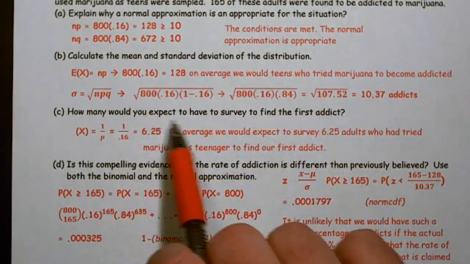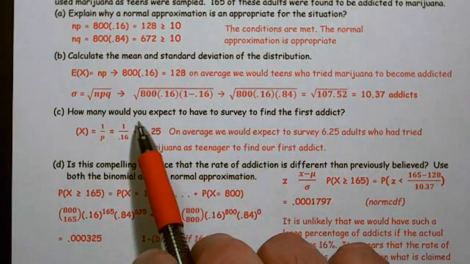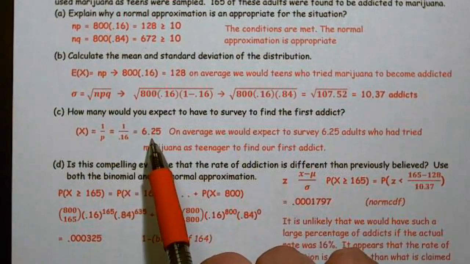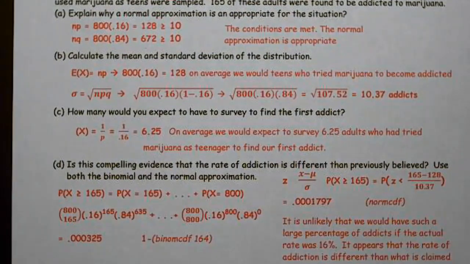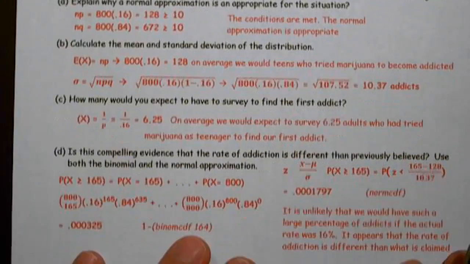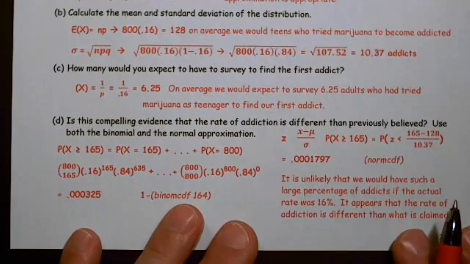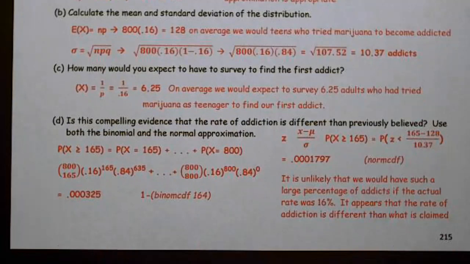How many would you expect to have to survey to find the first? So 1 in 0.16, or 6.25. On average, we would expect to have to survey 6.25 adults who tried marijuana to find the first one who was an addict. So in other words, if you randomly select 6 friends who use marijuana, then 1 in 6 of those will become addicted for life.